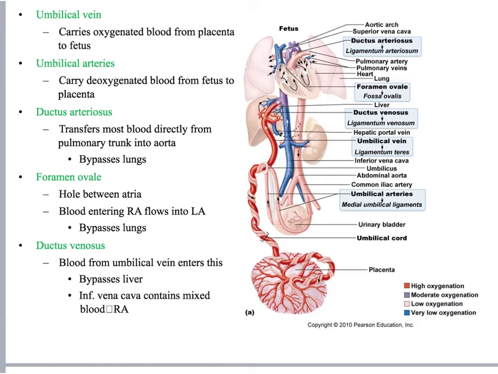Now, there's a lot of unique things about fetal circulation or prenatal development, and that includes the umbilical artery and veins, and then 3 vascular shunts that we're going to talk about.